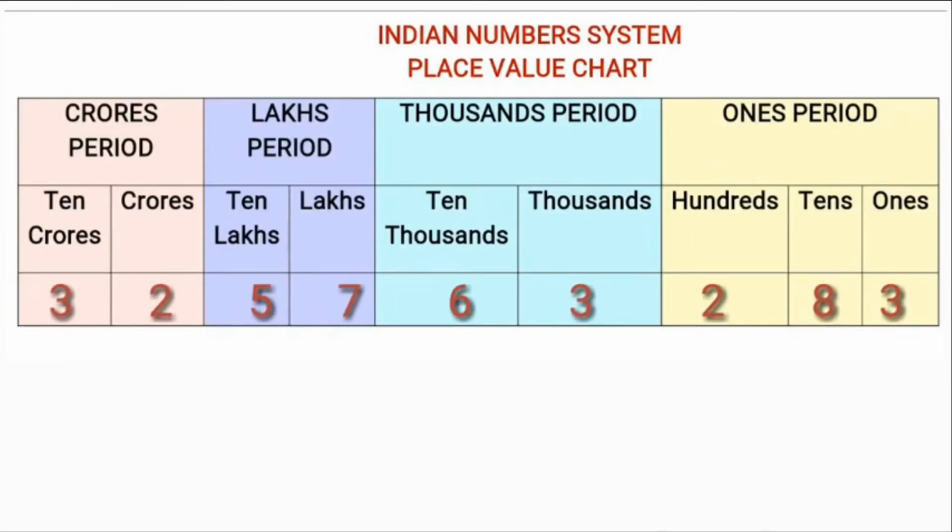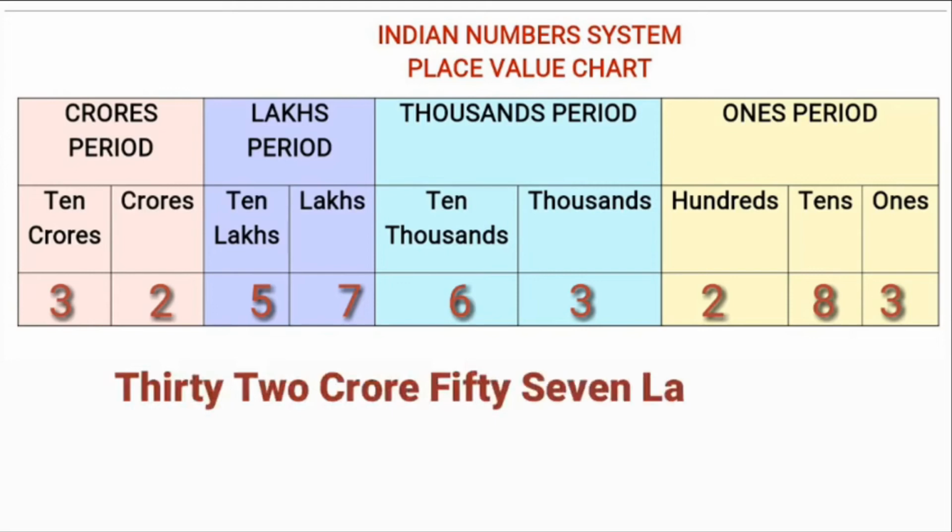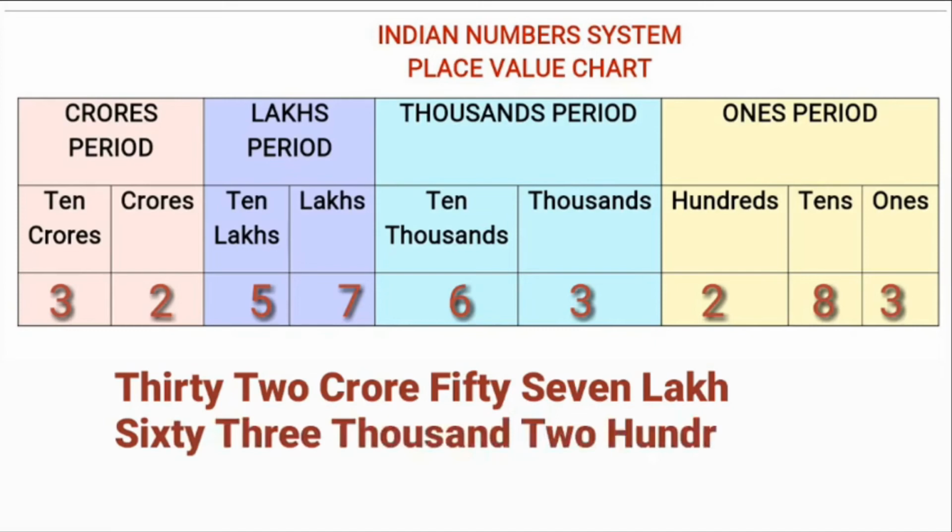Now we will put the same number in the Indian place value chart. So we will read it as 32 crores 57 lakhs 63,283. So this way we can differentiate, and this is how we read the same number in Indian and international accordingly.